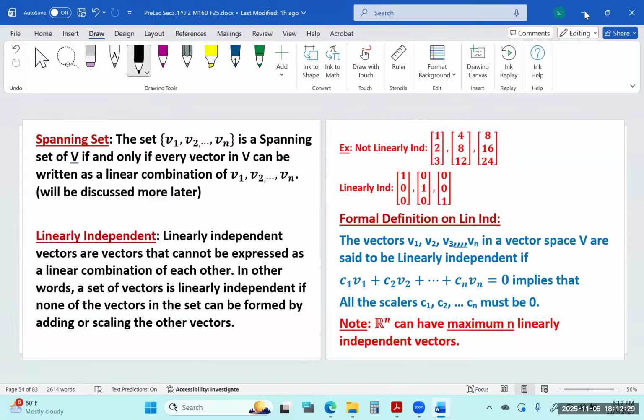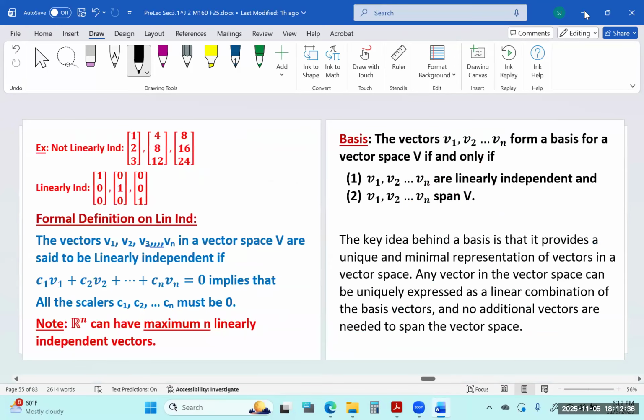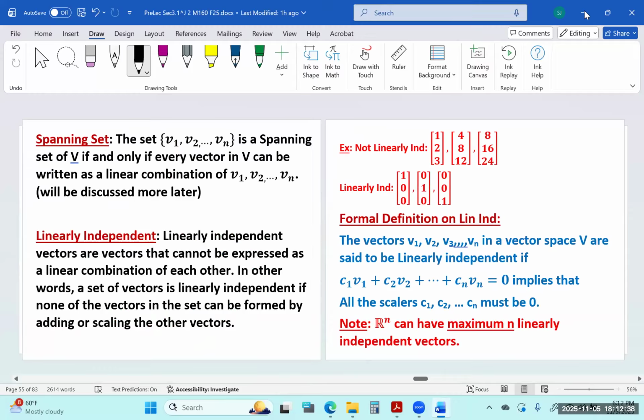Why do you care about linear independency? Because if you want to span a space, all the vectors must be linearly independent. Can I flip my page? All the vectors must be linearly independent. If we have some vectors that are not linearly independent and the number of vectors is the same as the dimension of your space, then something is wrong. The set cannot be a spanning set.